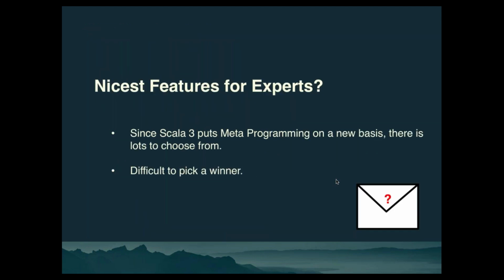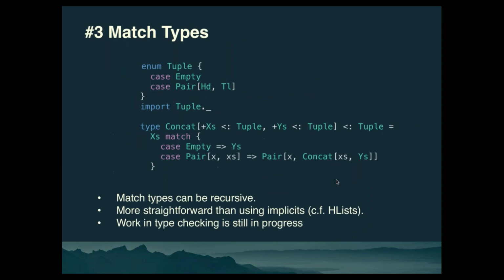So that brings me to the nicest features for experts. Since Scala 3 also puts meta programming and macros on a new basis, there's lots to choose from, and it was difficult to pick a winner. For me, the number 3 win was match types. A match type essentially does meta programming, computation on the type level, in a functional way.